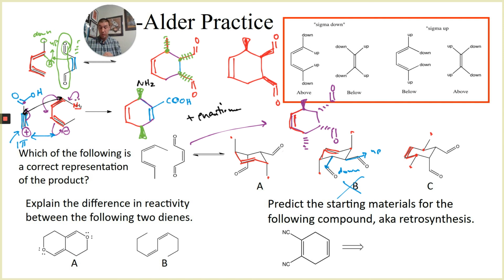As we go through and look at the others, I have a sneaking suspicion that A and C are enantiomers of each other, or chair flips. Let's take a look at A.